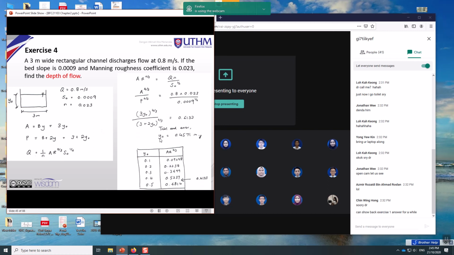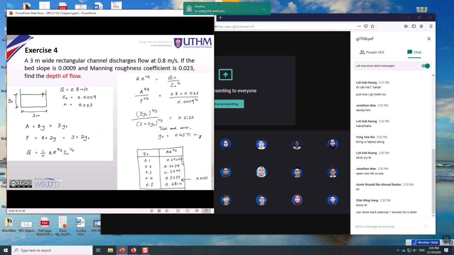Okay, one of the ways is I do trial and error. If you look at the table below at the bottom there, right? I actually try substituting Y naught equals 0.1. So I will get my A R to the power of 2/3 equals 0.0925.